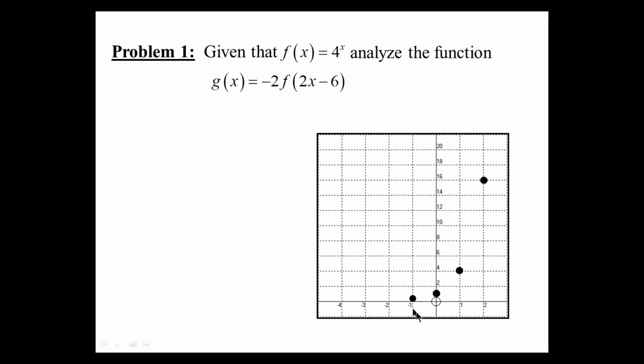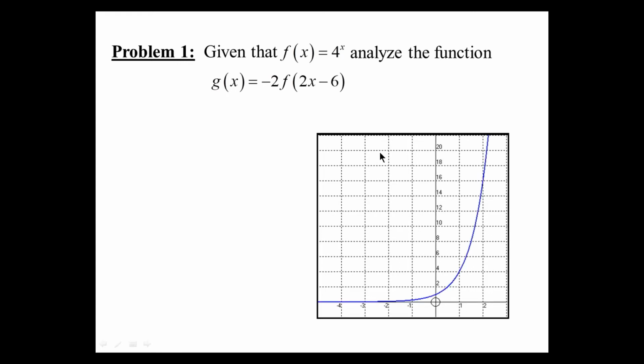And it looks like this. This point right here is the result of subbing in negative 1. 4 to the negative 1 is a quarter. That's why when you go to negative 1, you put a quarter. And we have the software telling us what the function looks like. So that's f of x. f of x equals 4 to the x looks like that. Now how about g of x?